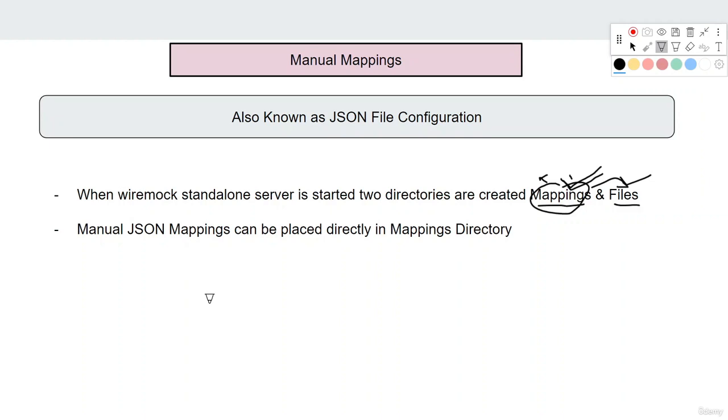But the most important thing to note here is, once you have placed all the mappings in the directory, you must restart the Wiremock instance, else it won't be able to load those mappings in memory and you will not get back the expected response, right? So that's how this works.